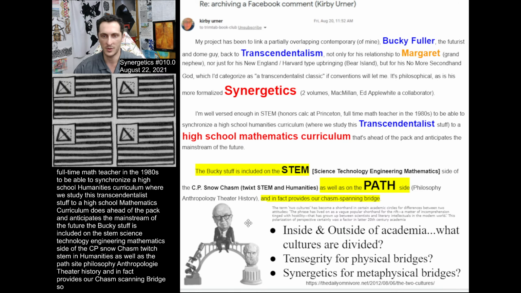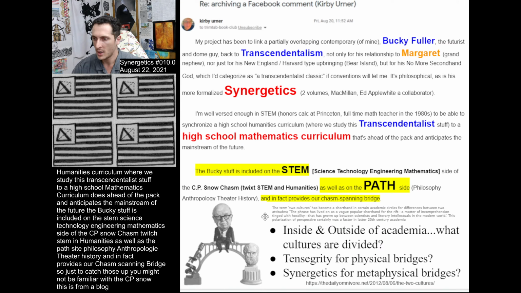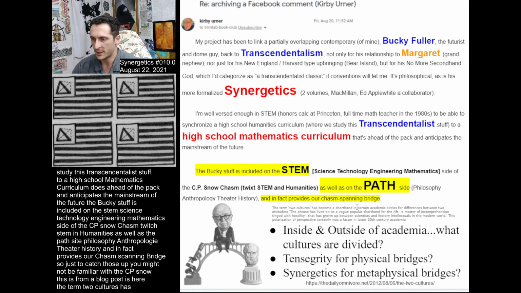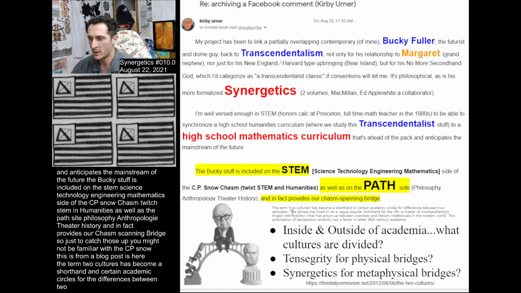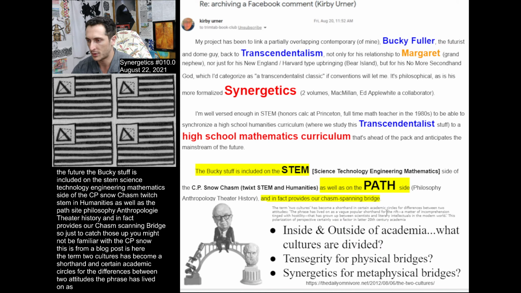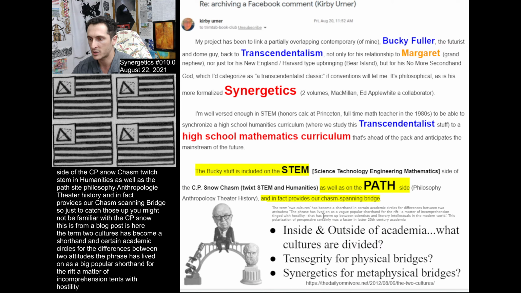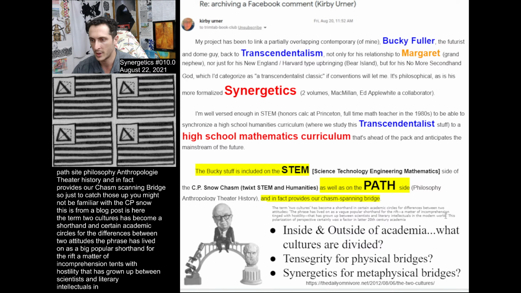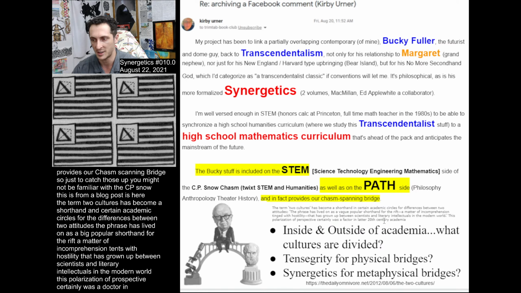So just to catch up those who might not be familiar with the C.P. Snow, this is from a blog posted here. "The term two cultures has become a shorthand in certain academic circles for the differences between two attitudes. The phrase has lived on as a vague popular shorthand for the rift, a matter of incomprehension tinged with hostility, that has grown up between scientists and literary intellectuals in the modern world. This polarization of perspective certainly was a factor in latter 20th century academia."